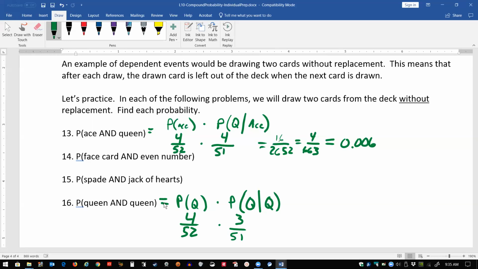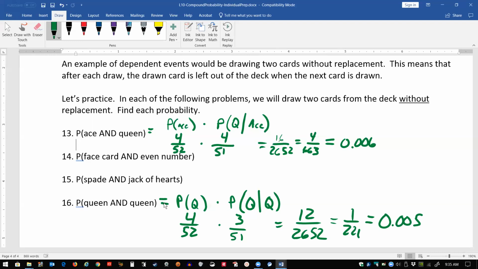So in this case, where I wanted the same event to happen in succession, now it's diminished both of the numbers in my probability fraction, right? The number of ways I can succeed is less. There's only 3 queens left, and the total number in the deck has also decreased. So just to give you that scenario, I wanted to do that one together. So that leaves us with 12 out of 2652, which is 1 out of 221, which is about 0.005. Okay?